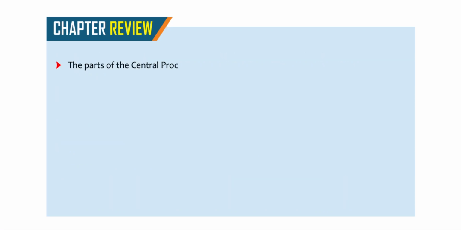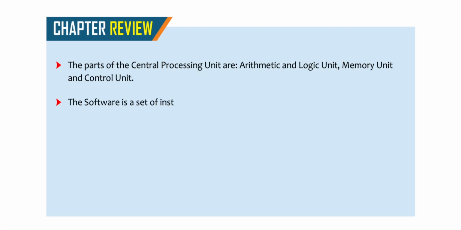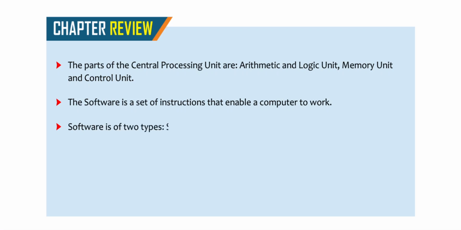The parts of the central processing unit are Arithmetic and Logic Unit, Memory Unit, and Control Unit. The software is a set of instructions that enable a computer to work. Software is of two types, system software and application software.